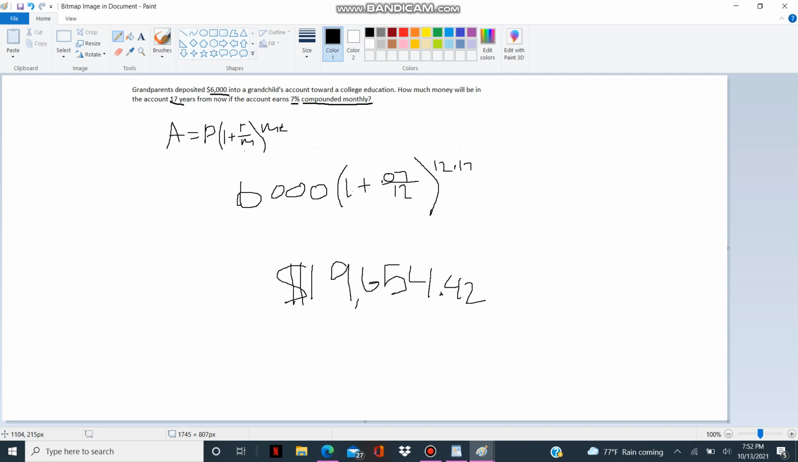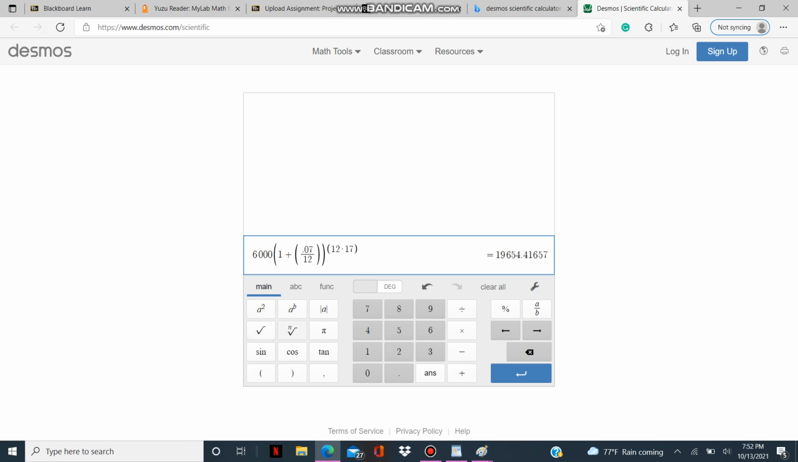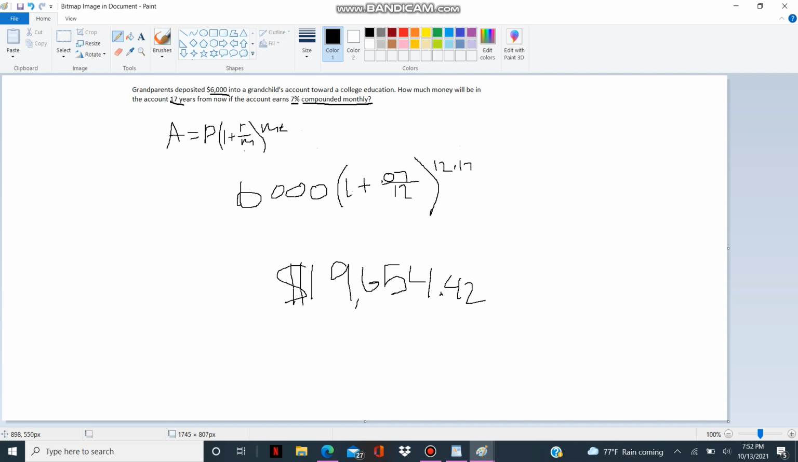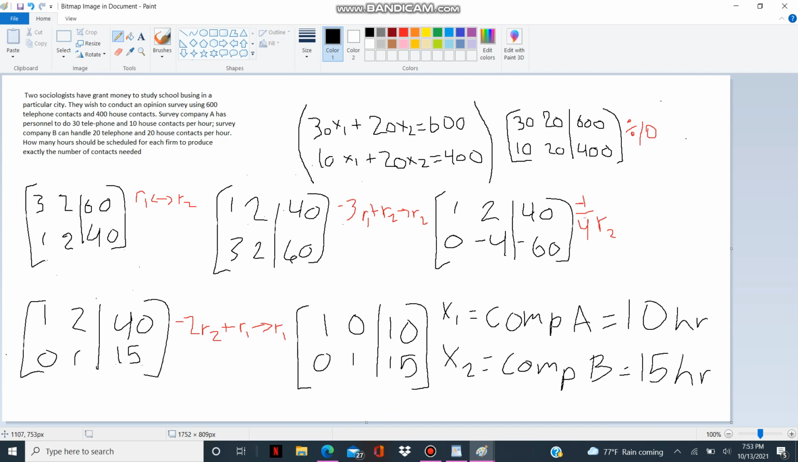Then you get that 12 times 17 years. And if you go over to your calculator and enter it, it should look something like this. Don't forget to use your parentheses. And so that equals 19,654.41657. But you round that to .42 because you're talking about money. So your answer is $19,654.42. Then the next problem is the Gauss-Jordan.